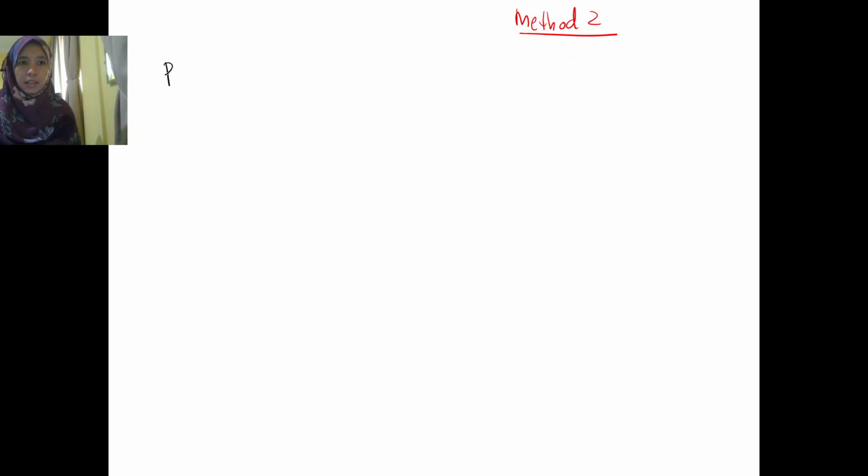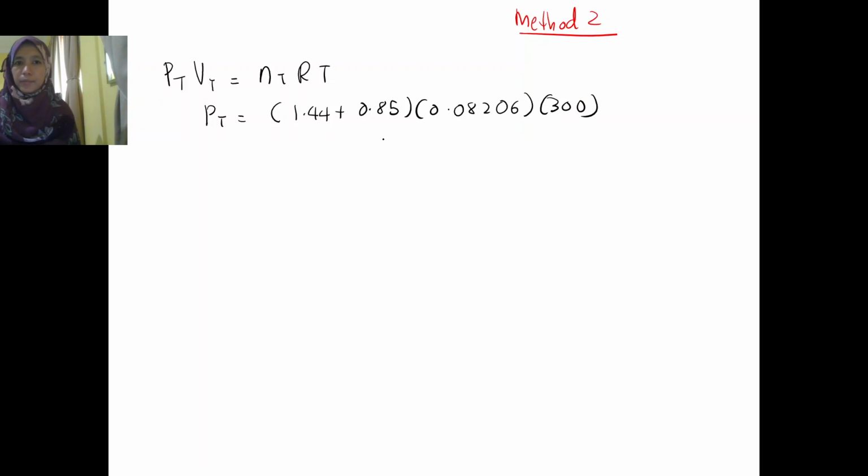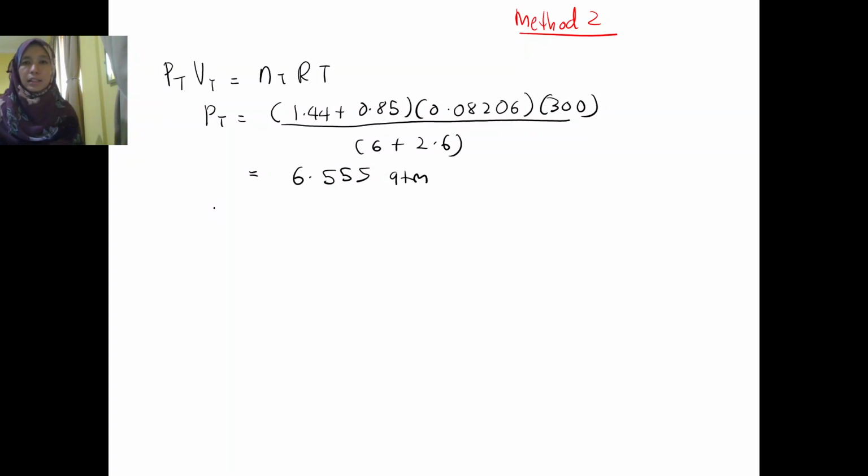So using PV and RT, P total V total equal to n total RT. So calculate for P total. So mol total hasil tambah kedua-dua mol tu 1.44 plus 0.85 mol. R gas constant 0.08206, temperature 300. Okay, and V total hasil tambah 6 dengan 2.6. Okay, so we can get P total 6.555 atm. Okay, so yang ini guna ideal gas equation.